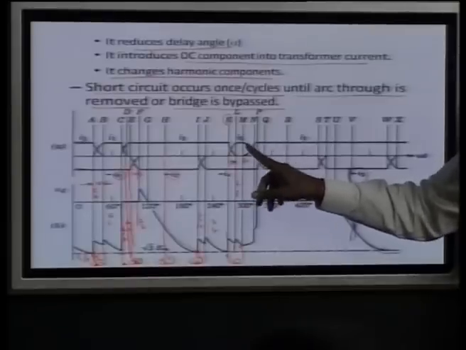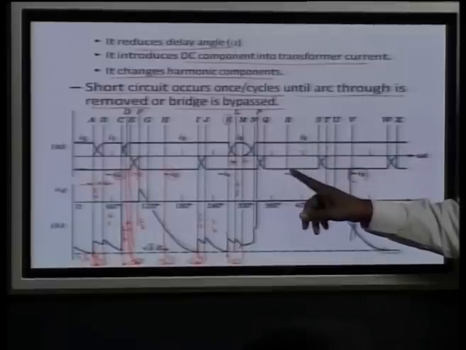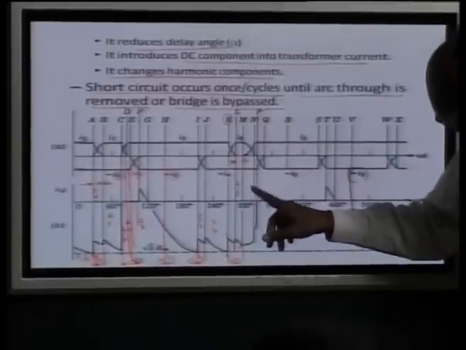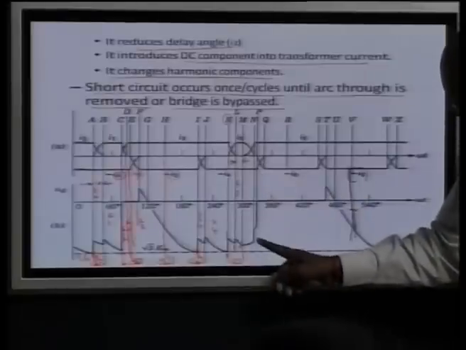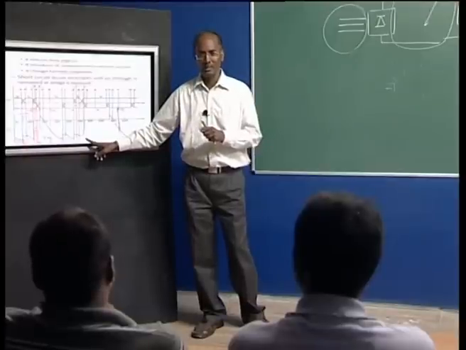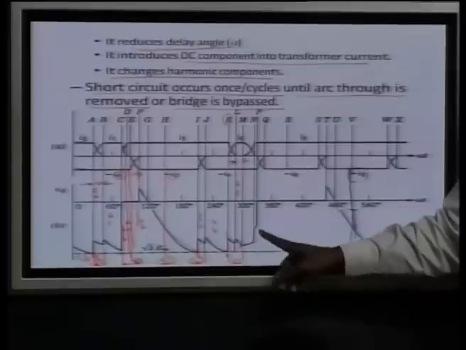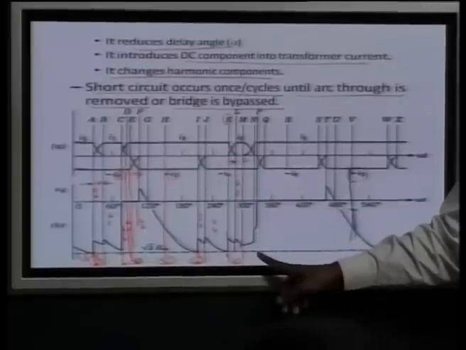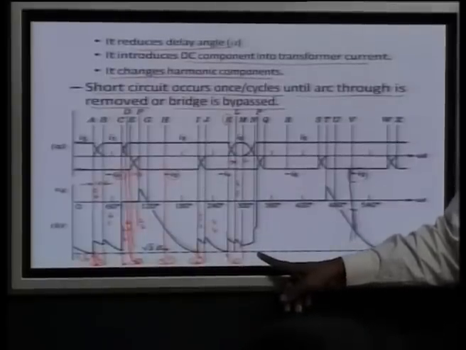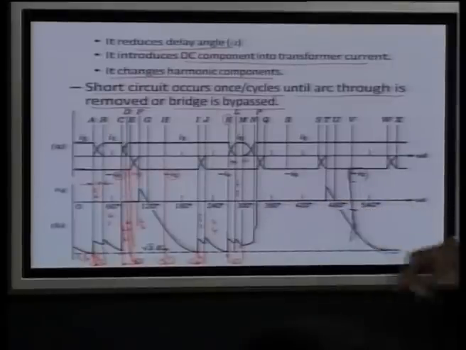So, you can see again the commutation between 5 and 3 is taking place, and then 3 is taking place here, and now it is 4, and now it is the turn of valve 6, because unless you block this 6 or bypass the bridge, what will happen? You are giving a gate pulse to 6 because it is in the continuous sequence, and then again there is a dead short circuit because in 3 and 6.